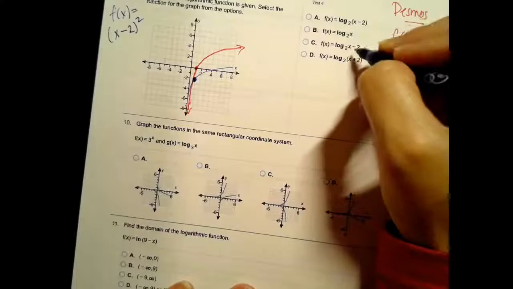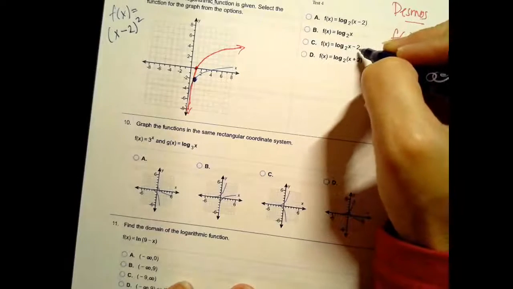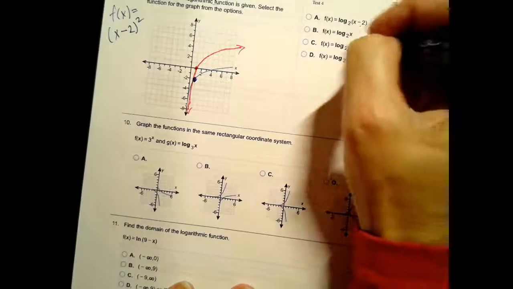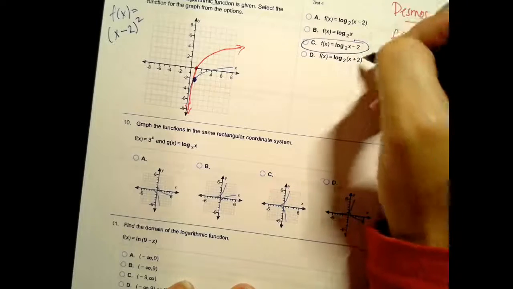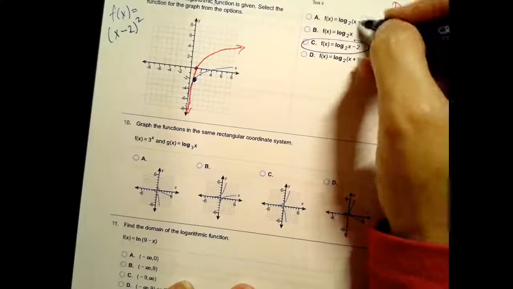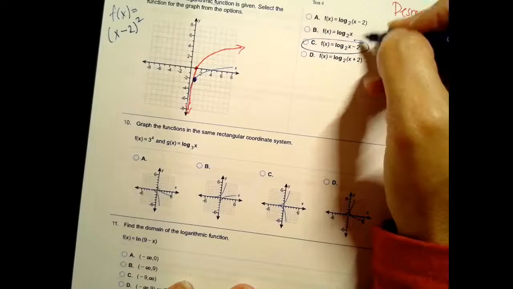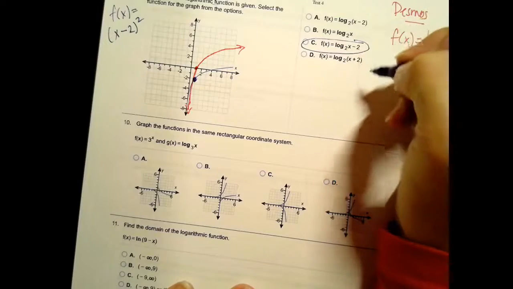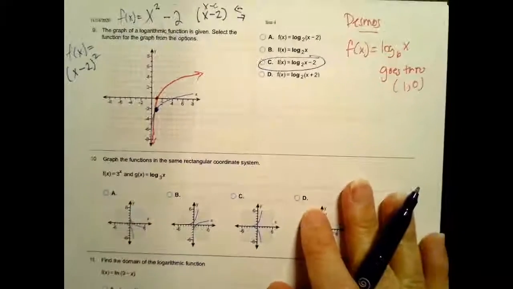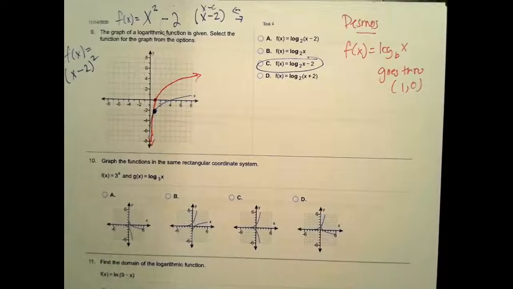So the function would be log base 2 of x, and then we have to subtract 2 from it. So this would be your answer. If it's in the parentheses, that's going to cause it to shift right and left. Remember, if it's not in the parentheses, it's going to cause it to shift up or down. Oops, sorry. Didn't realize my paper was sideways. Okay?